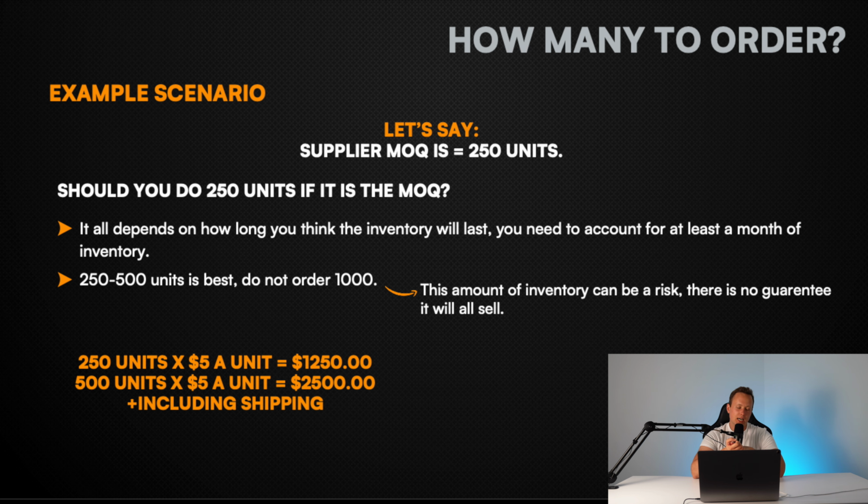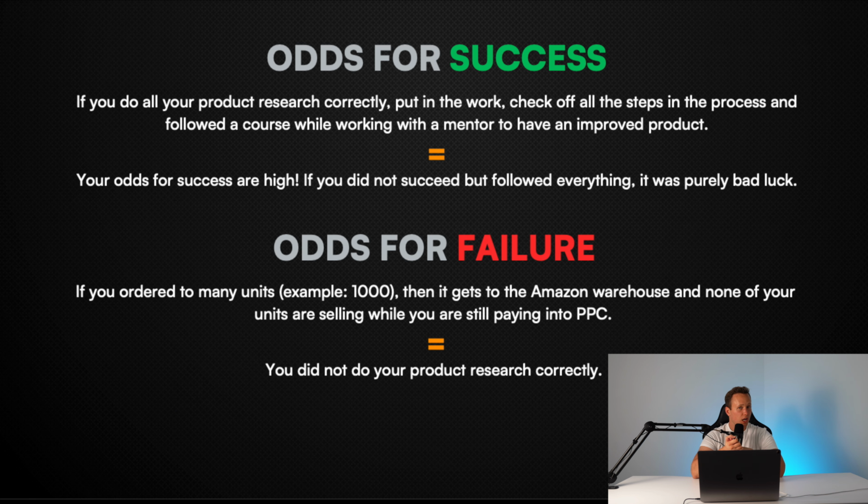What are the odds of success and what are the odds of failure? Well, if you did all your product research correctly and you really put in the work and you followed a really, really good course and you got the product approved by somebody who makes a lot of money on Amazon, a reputable mentor, then your chances obviously are higher. And so you basically checked every single box you could, you got your product validated. So at that point, the only thing that can go wrong is just sheer bad luck.